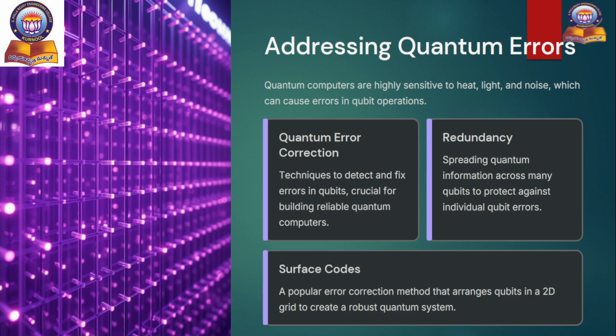So these quantum computers are highly sensitive, and by using quantum error correction, we can detect and fix the errors very easily. We can also spread information across many qubits, and we can also store the information in one qubit.